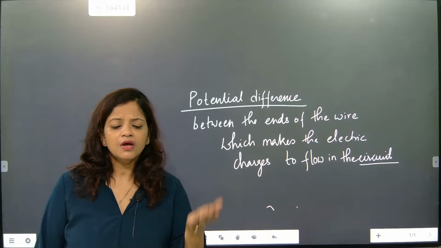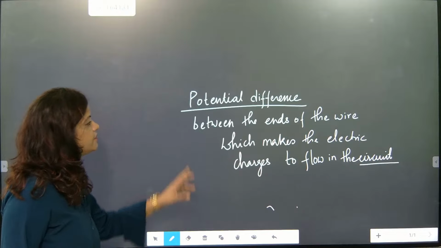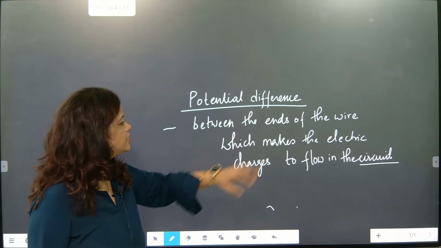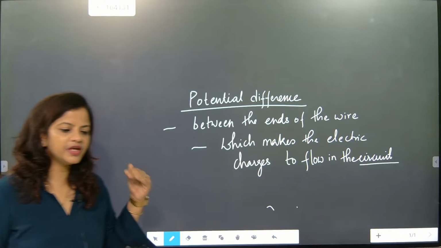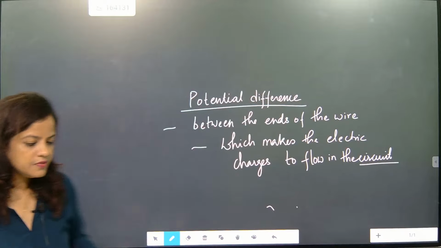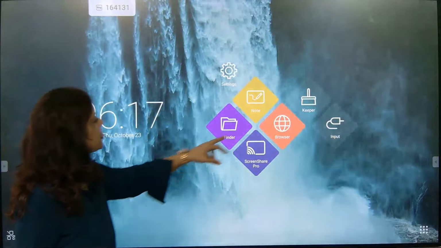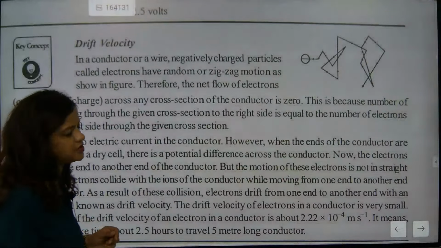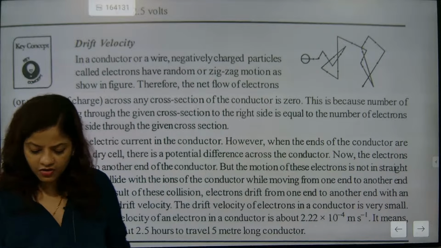To build that depth, I'm going to explain some important factors. Did you understand this? First, we learned that the potential difference between the ends of the wire makes the electric charges flow in a circuit. Now I'm going to the next section, where we will understand drift velocity. We need to understand it with much clarity, because till now we did not get clarity.